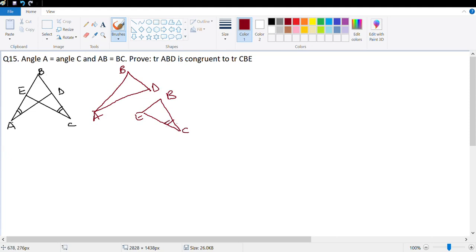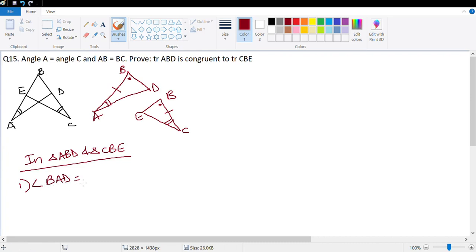Now angle A and angle C are equal. It's already given. AB is equal to BC. That's also given. And angle B here and angle B here are the common angle, which means angle side angle. I should be able to prove these two triangles congruent. So in triangle ABD and triangle CBE, point number 1, angle BAD is equal to angle BCE.